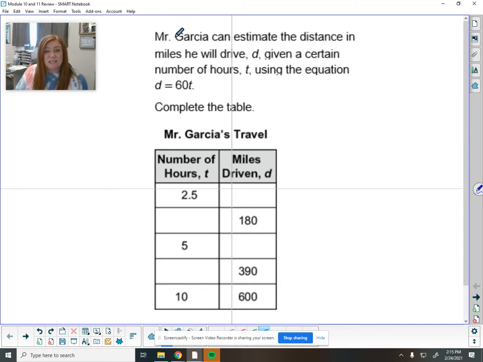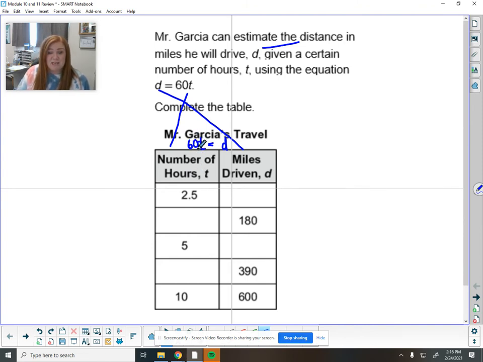So this one tells us that Mr. Garcia can estimate the distance in miles he will drive, D. So the distance is D, given a certain number of hours, T, using the equation. So he can do 60 for every hour of the time equals the distance he can drive. So here we have T, here we have D. So this just goes opposite here. So if I was writing this equation, I would probably write 60T equals the distance he can drive.